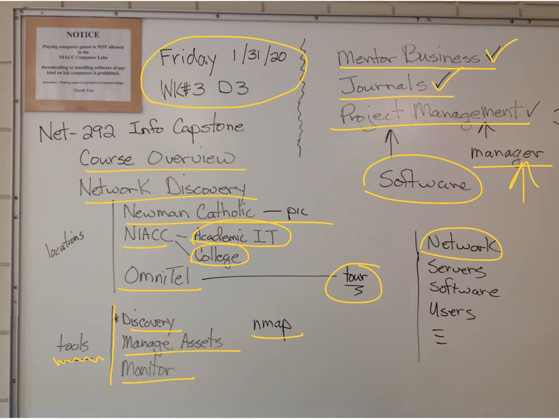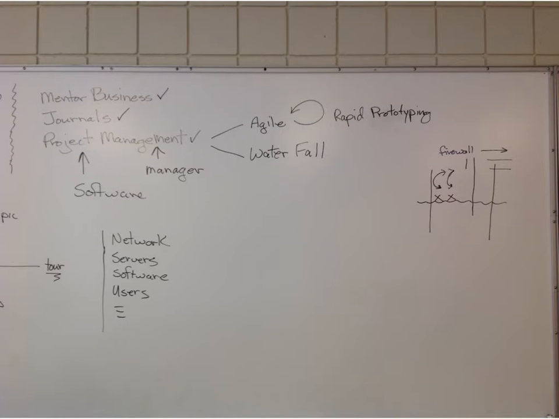Things we've got to look at: network. We have our servers, what software we're running, what we need to do for the users, and security policies and so forth. A number of things we want to include. Talked about agile, rapid prototyping, or waterfall. Most of our work is going to be agile. We did talk here a little bit about firewall. Already talked about these.